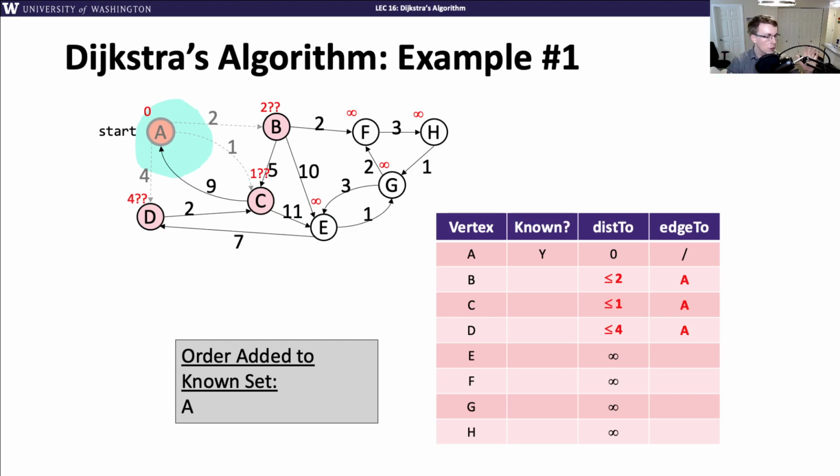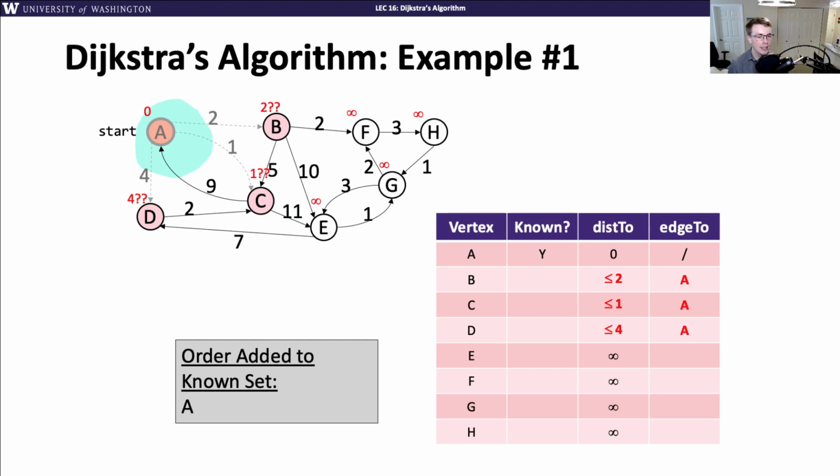And this is a proposal. This is not saying definitively that I know the best distance yet. This is just saying this is what I think it is right now with what I have in my known set. Similarly, C will become 1, and D will become 4. We also keep track of the edge: which edge did we take to get to this node on this potential shortest path? Now that we've updated everything, we've finished the first iteration of Dijkstra's algorithm.